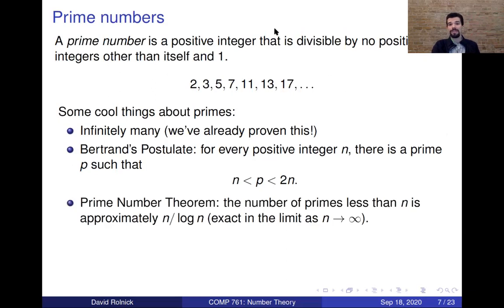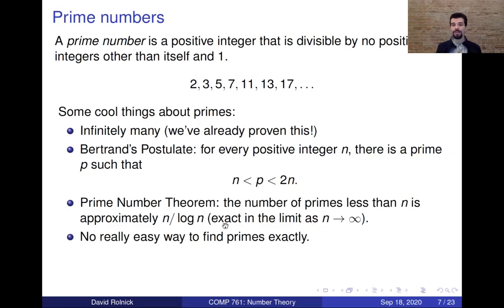Something else that's cool. How many primes are there? Like, how many primes are there that are less than 10 million? Well, the number of primes less than n is approximately n over log n, where log is the natural logarithm, base e. That is actually exact in the limit as n goes to infinity. So as n gets really, really big, the number of primes less than n will be pretty much exactly n over log n.